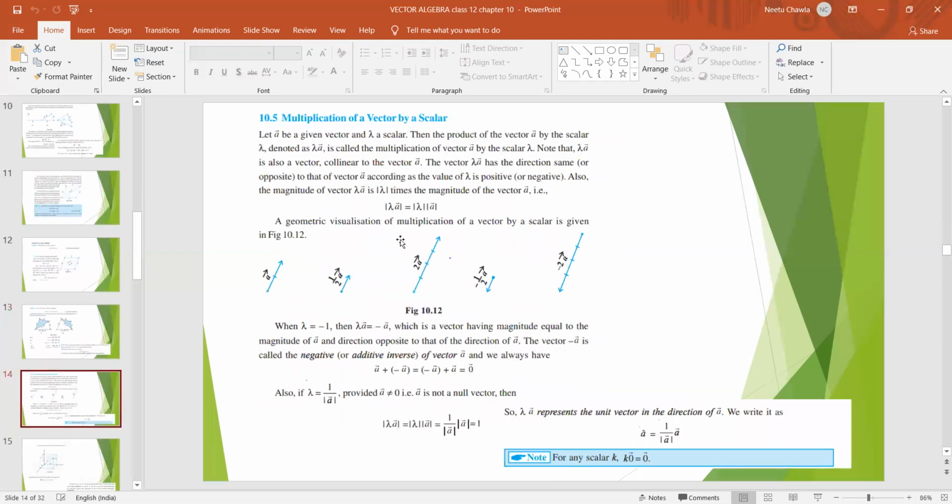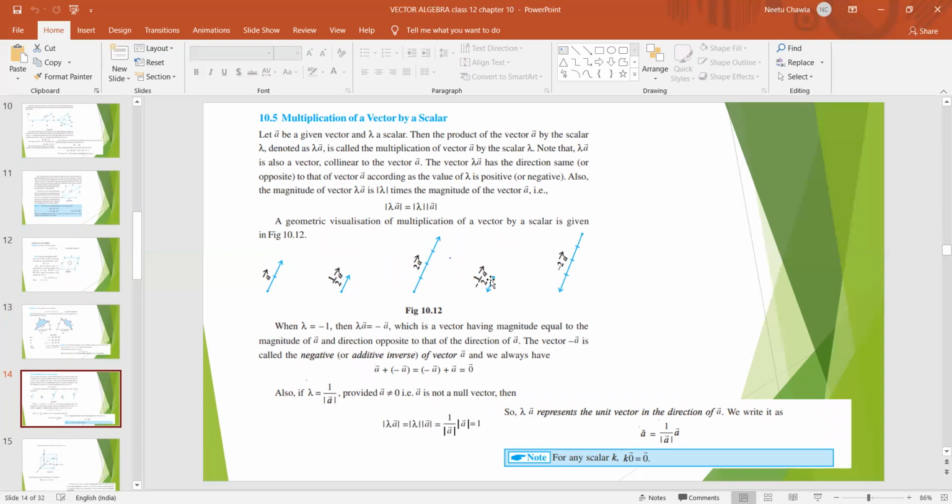Now let's see multiplication of a vector by a scalar. If a vector A is multiplied by a scalar lambda, then the product of the A vector by the scalar is denoted by lambda into A vector. This lambda can be any number. Like you can see here, it is the A vector, this is half of the A vector, this is twice the A vector, this is minus 1 by 2 of the A vector, this is minus 2 of the A vector. The value of lambda is positive or negative, it also depends upon the given vector.